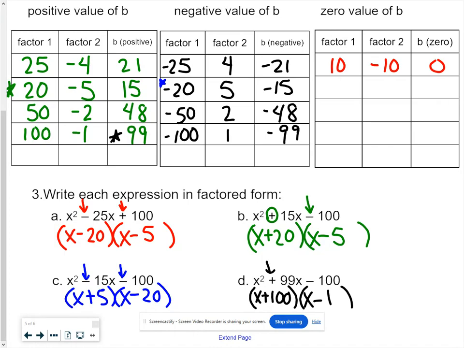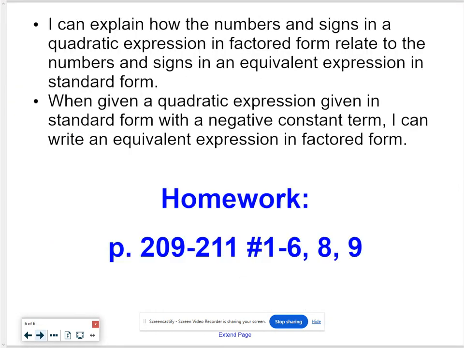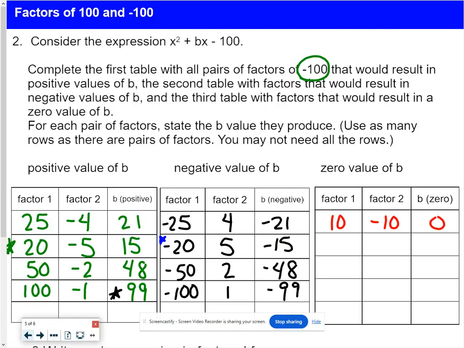Realistically, we don't want you to have to make all of these tables for every single problem that you have to do. We're going to just keep practicing at finding those combinations that work out. Oh, was that it? That was it.